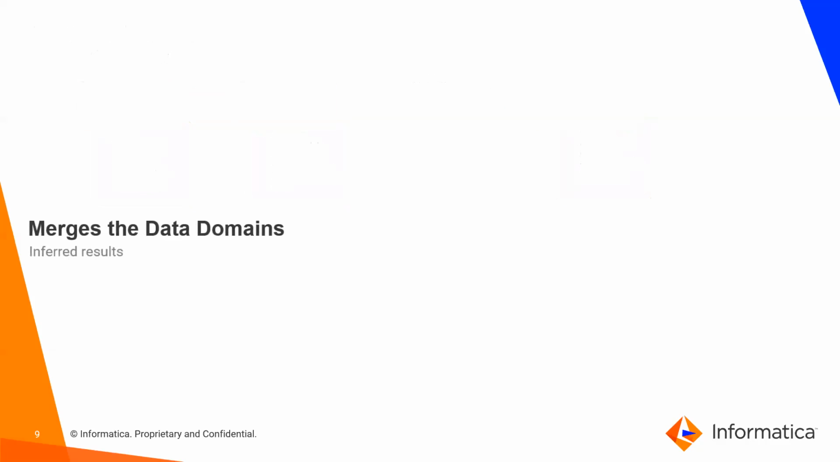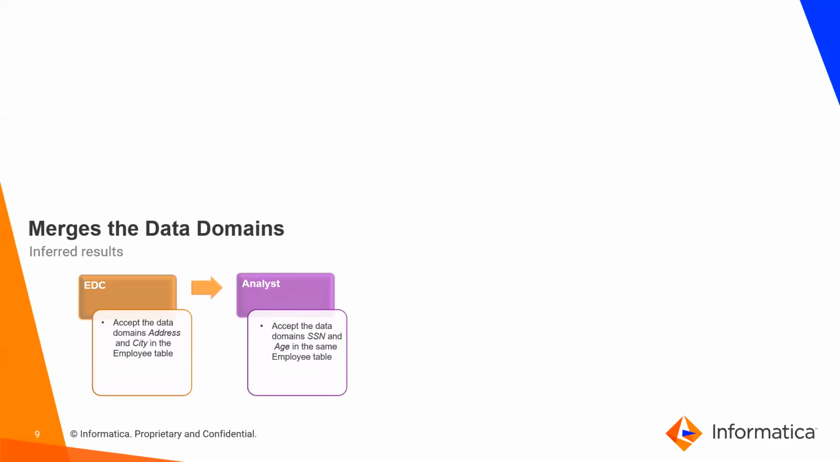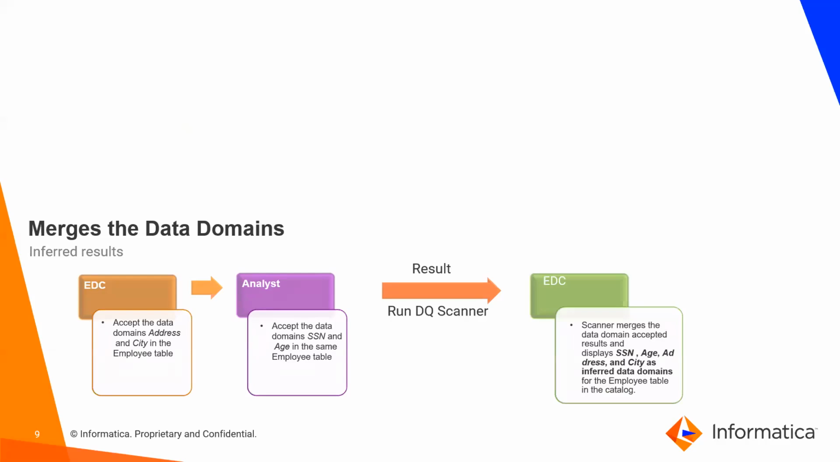The other one which I would like to give is what will happen if the inferred results are there. So it merges. In EDC, suppose you have accepted the data domains address as well as city in, say, an employee table. This is the Enterprise Data Catalog. And in the Analyst, suppose you accepted other domains, say SSN and age, in the same employee table. Now when you run the DQ scanner, in the EDC this will show as inferred results. It accumulates everything, address, city, SSN, as well as age, and shows them as inferred data domains for that employee table in the Enterprise Data Catalog. These are the two different examples which I thought would be very useful.